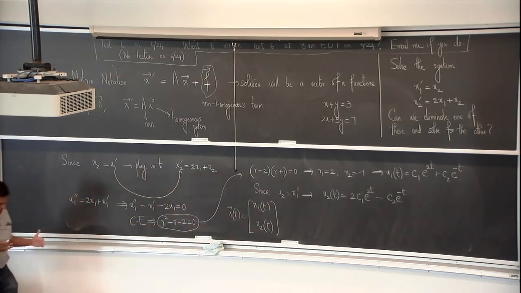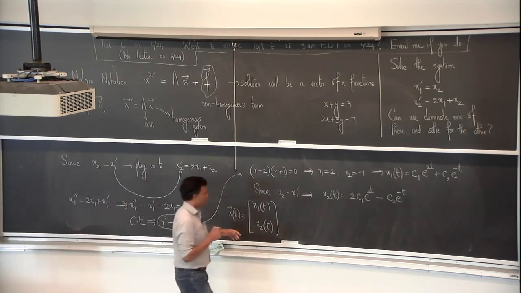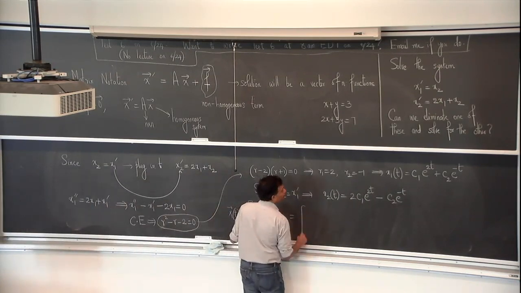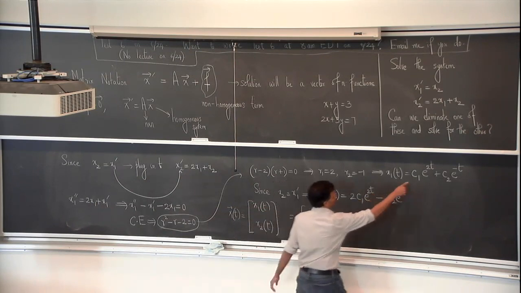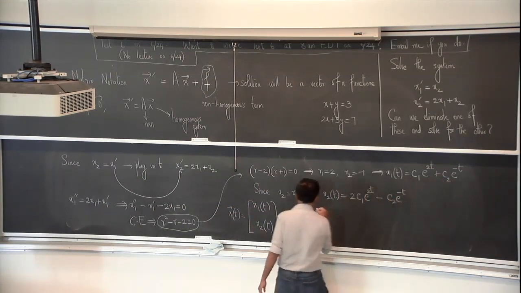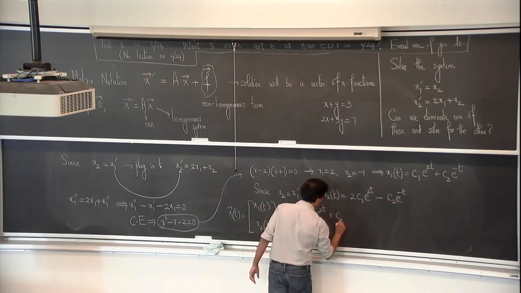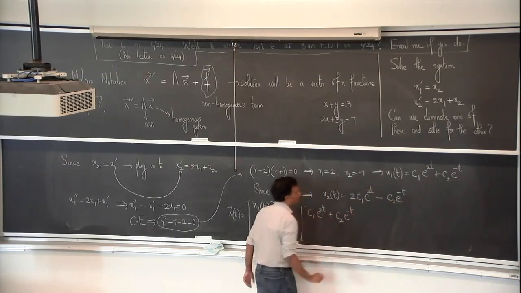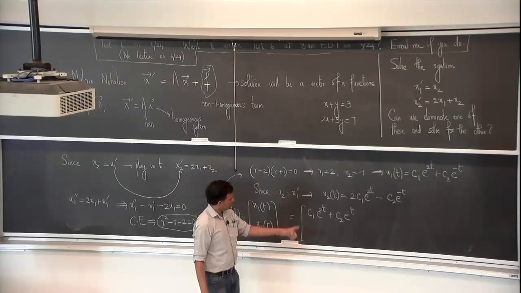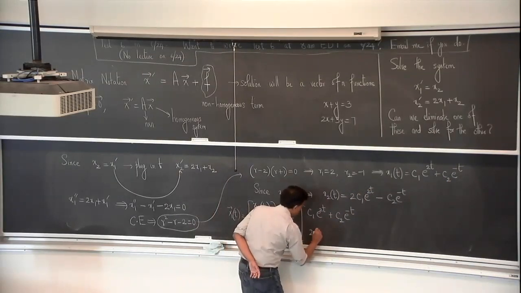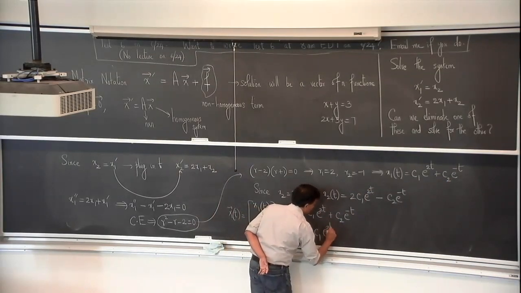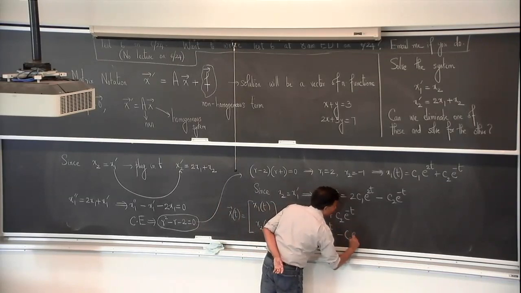So let us just list it in an organized way, x1, x2, and that's going to be c1 e to the 2t plus c2 e to the power of negative t. And the second one is 2c1 e to the power of 2t minus c2 e to the power of negative t.